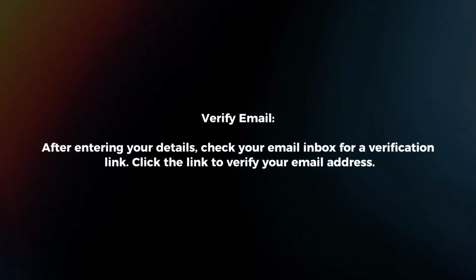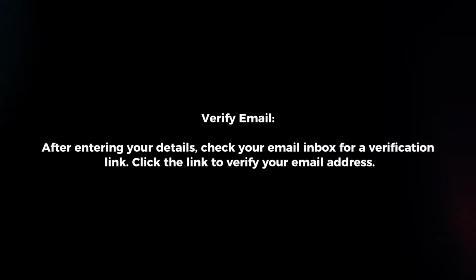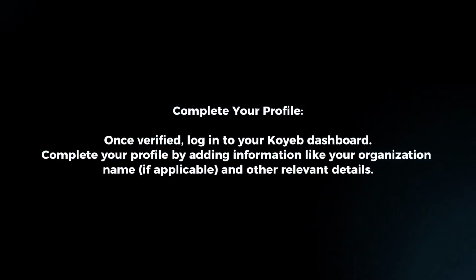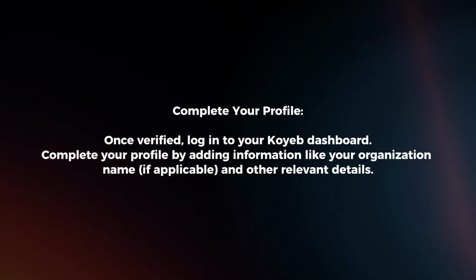Verify email. After entering your details, check your email inbox for a verification link. Click the link to verify your email address. Complete your profile. Once verified, log into your Koyeb dashboard. Complete your profile by adding information like your organization name and other relevant details.